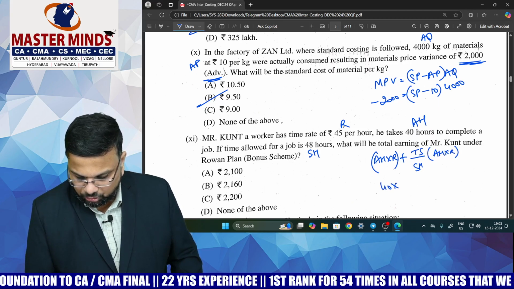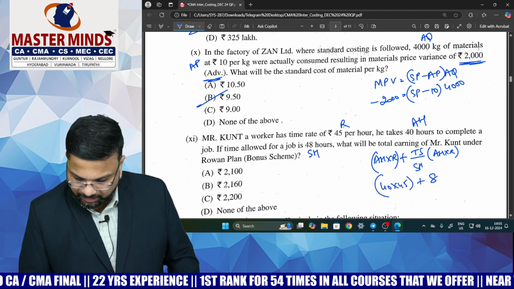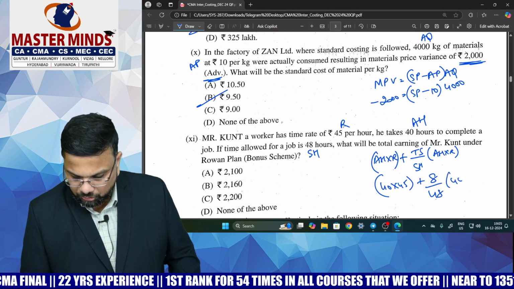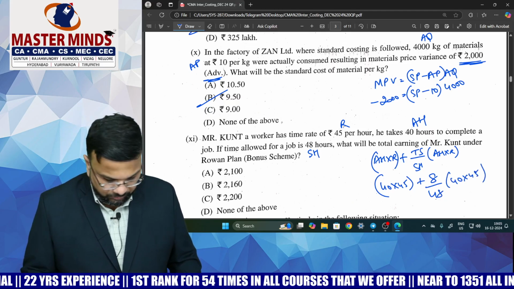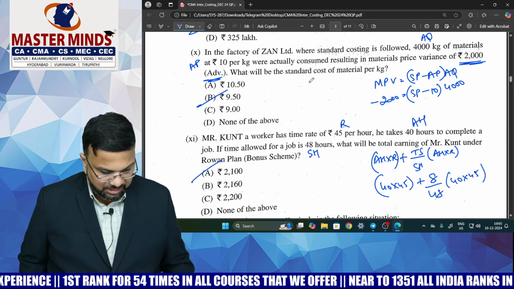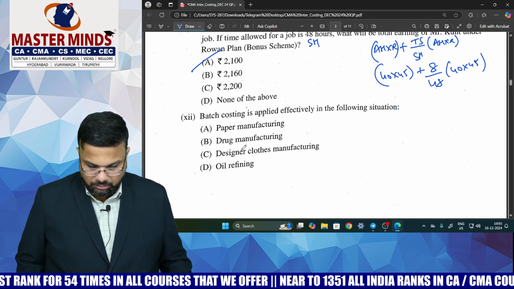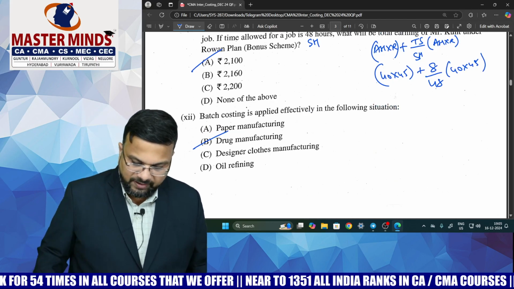So 40 into 45. Okay, plus time saved is how much, my dear? 8 divided by 48 into 40 into 45. It will come around to 2100. Okay, that is the answer for this one. Next, batch costing used in the drug manufacturing.